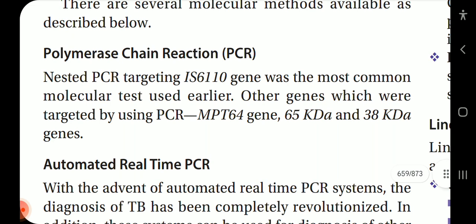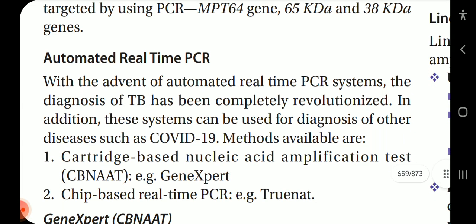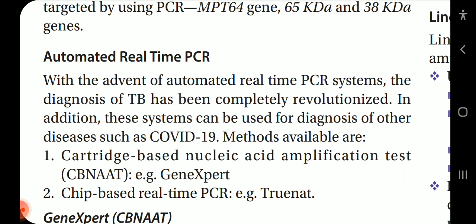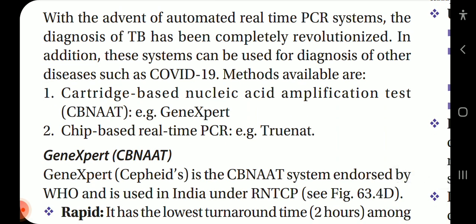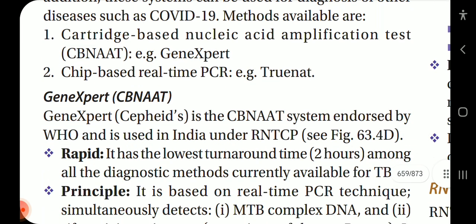PCR, polymerase chain reaction. Nested PCR for IS6110 was the most common molecular test used earlier. Other genes targeted by PCR include the MPT64 gene, 65 kilodalton and 38 kilodalton genes. With the advent of automated real-time PCR systems, the diagnosis of TB has been completely revolutionized. In addition, these systems can be used for diagnosis of other diseases such as COVID-19. Methods available are cartridge-based nucleic acid amplification test (CB-NAAT), example GeneXpert, and chip-based real-time PCR, example TrueNAT.